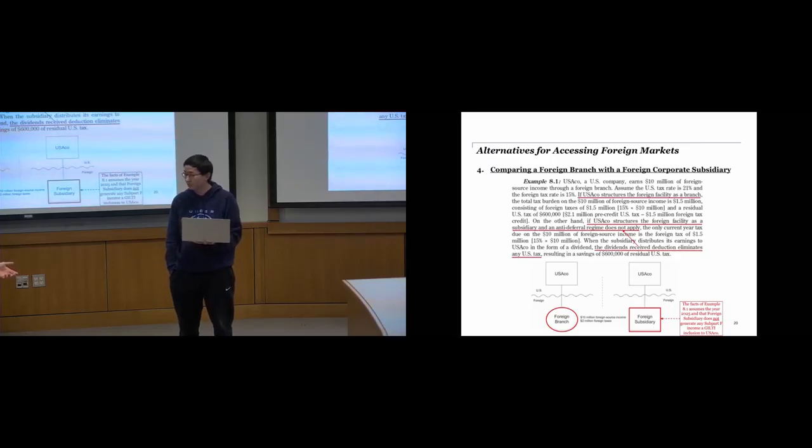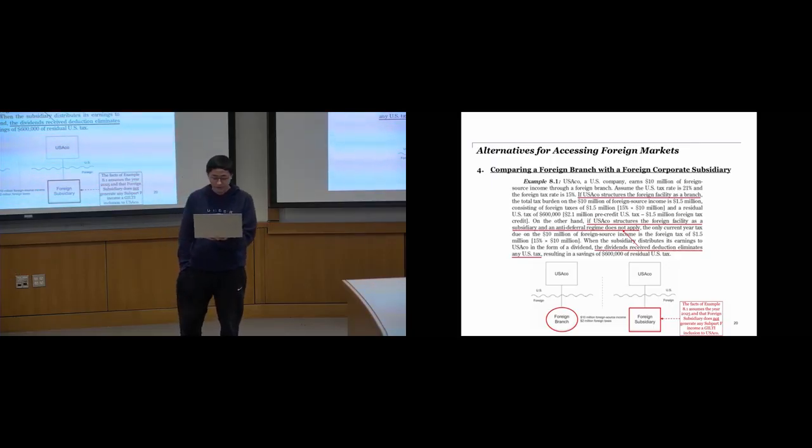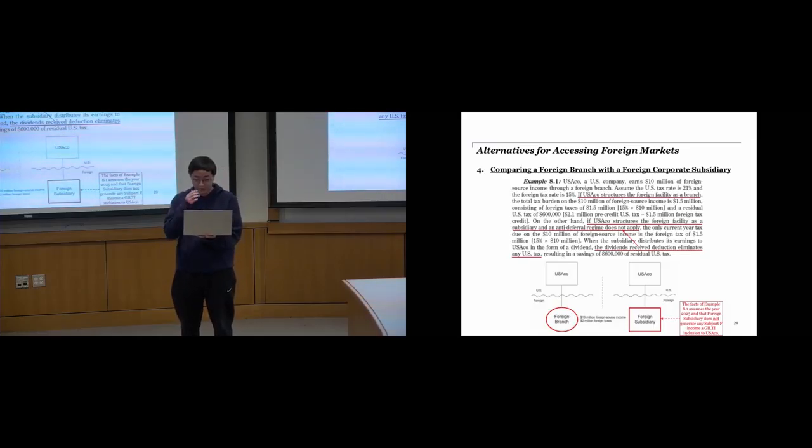Yeah, and on the other hand, if U.S. code structures the foreign facility as a subsidiary, and in that case, anti-deferral regime does not apply, U.S. code will still, like you said, pay the 1.5 million in foreign taxes. But then when earnings of the foreign branch are distributed in dividends back to U.S. code, the DRD eliminates any additional U.S. tax, which is the extra $600,000 of residual U.S. tax. So that will save them $600,000.